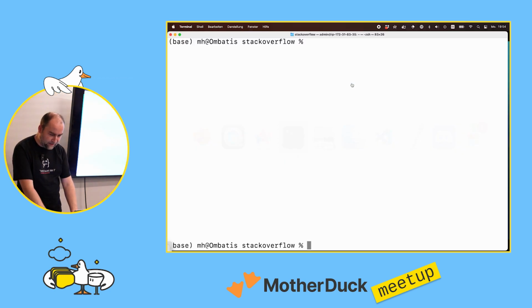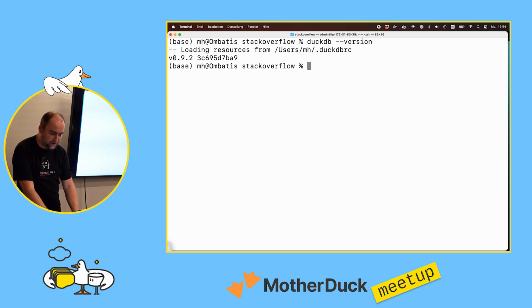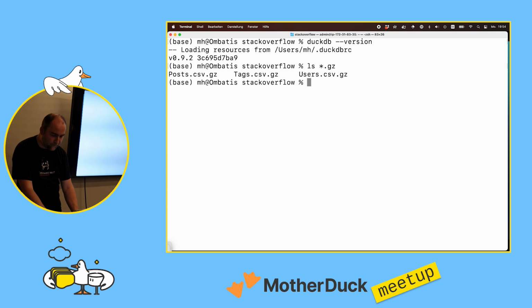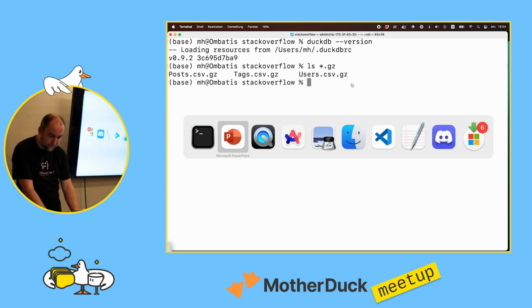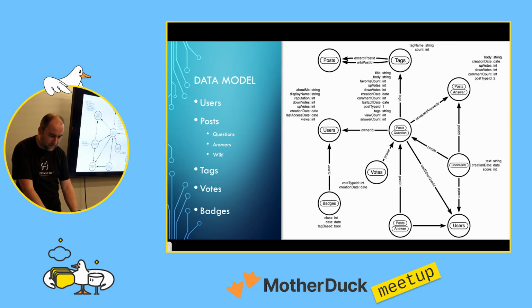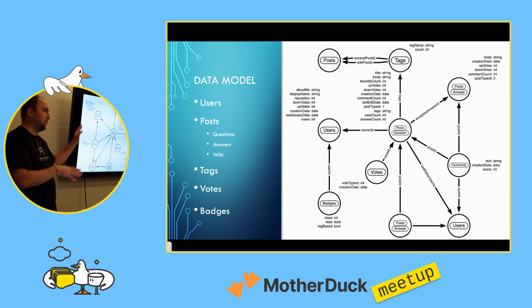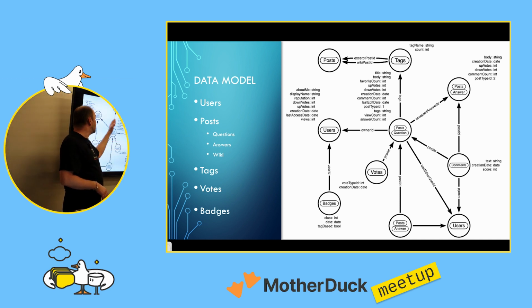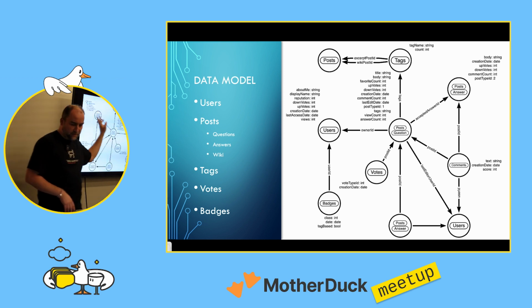Okay, now the live demo bit. So we have DuckDB 0.9.2 here and a bunch of files. We also have the data model, right? We have basically users, posts, tags, and posts can be answers and questions. There's also votes and comments and badges and lots of other stuff. But we will focus on the users and the posts today, and a little bit on the tags as well.